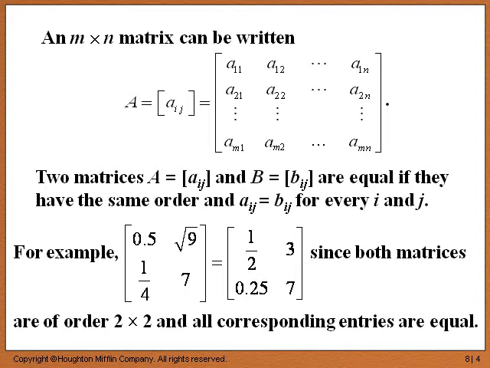Look at 0.5, for example. Well, 0.5 equals 1/2. Or look at root 9. Root 9 equals 3. Or look at 1/4. 1/4 equals 0.25. So these two matrices are equal. And it's important to remember that only matrices of the same order can be equal.